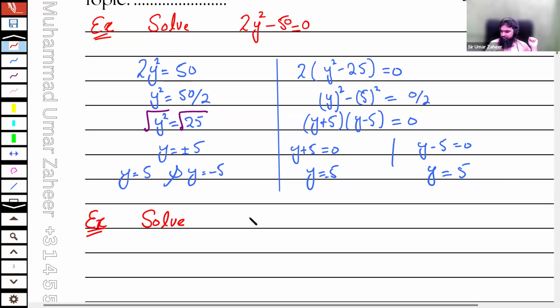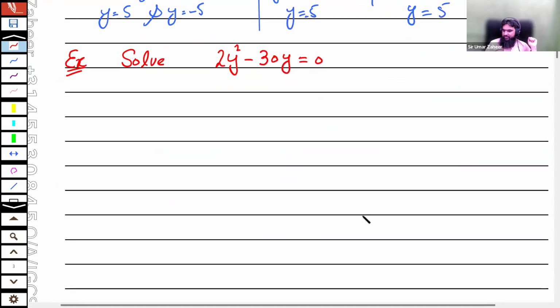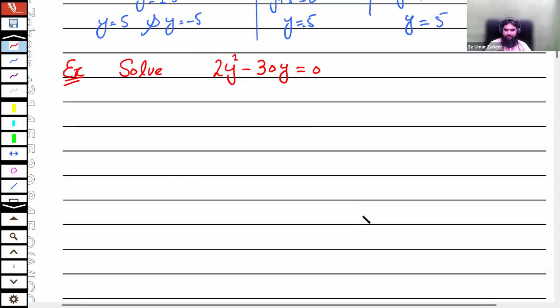In the same way, sometimes the examiner gives you the quadratic equation in this format, like you have 2y square minus 30y is equal to 0. For example, if the examiner gives you this type of quadratic equation and says that you have to solve it, you can do it in a very easy way. You have to factorize it. You know how to factorize them.